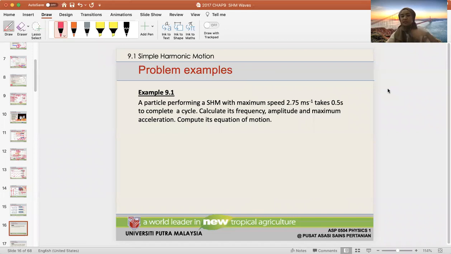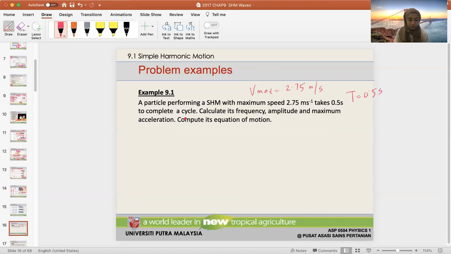Okay, so let's do this problem. Particle performing a simple harmonic motion with a maximum speed. Okay, so this is V max 2.75, takes 0.5 seconds to complete a cycle. What is 0.5 here? It is the period. T equals to 0.5 seconds. Calculate its frequency, amplitude, and maximum acceleration.